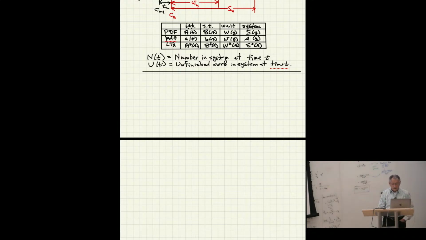Okay. Now, I want to introduce a new diagram. It's all about U of t. So let's create an axis here. That's the time axis. And what I'm plotting here is the unfinished work. I'm going to show it to you now. We won't use it for a while, but it'll help give you some ideas to what's going on. In fact, let me put this on a separate page. It's a little bit easier.